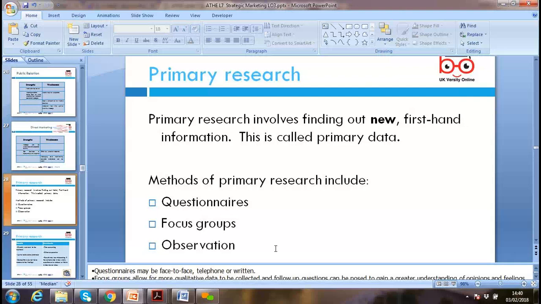Primary research involves finding out new first-hand information, and this is called the primary data. The methods of primary research could be questionnaire, focus group, and observation. Umar, you may have learned about qualitative and quantitative research. What is the difference between them?